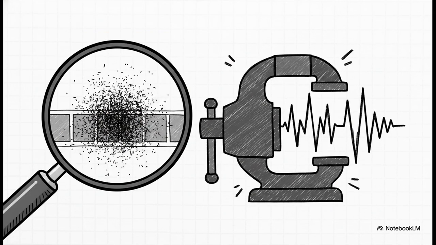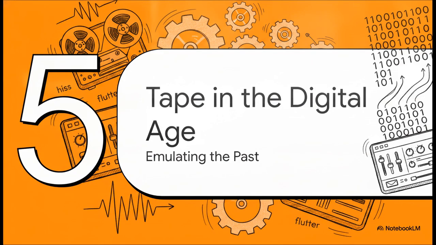And finally, the elephant in the room, tape hiss. This is an inescapable, constant high-frequency noise floor. It's just the result of the sheer randomness of the magnetic oxide granules on the tape itself. And let me tell you, engineers absolutely hated this back in the day. They pulled their hair out for decades, developing aggressive noise reduction systems like DBX just to try and bury that hiss. All right, final stop, section 5, tape in the digital age, emulating the past.